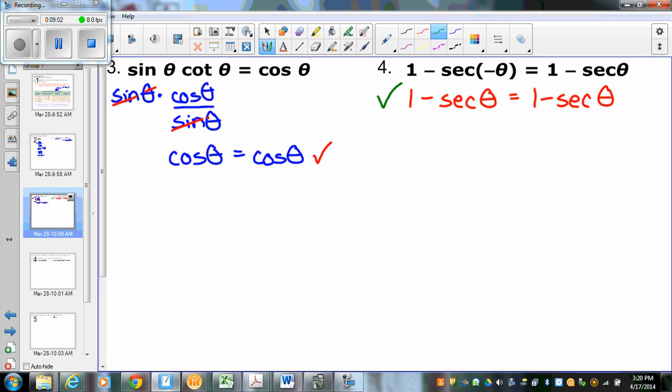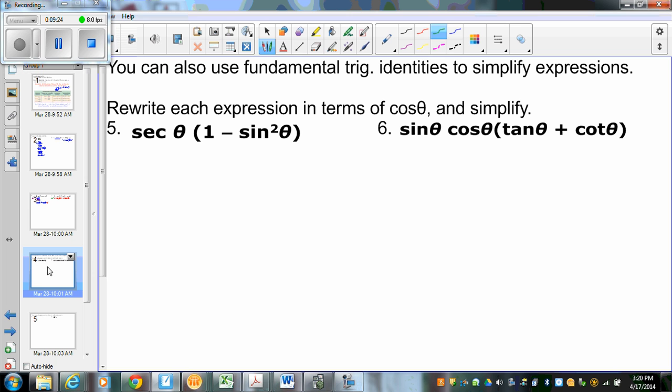And I want to say, too, that when you're doing these and you're having to simplify them or to prove the identities, you do not have to give a reason for your steps. So you don't have to say by negative angle identity. And over here, you don't have to say by cotangent ratio identity or anything like that. You just have to do the work. So let's try some more.